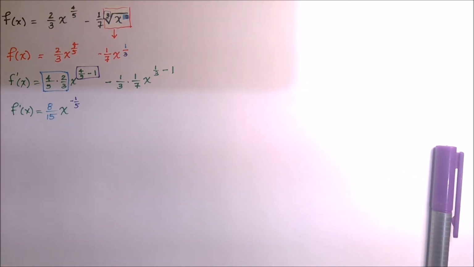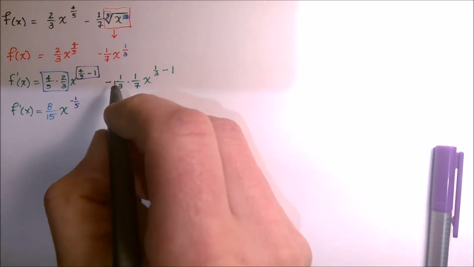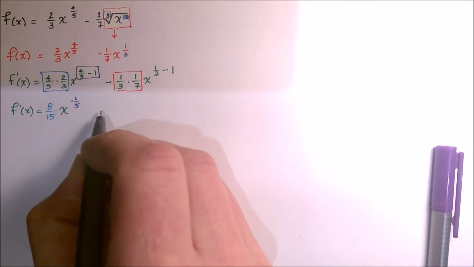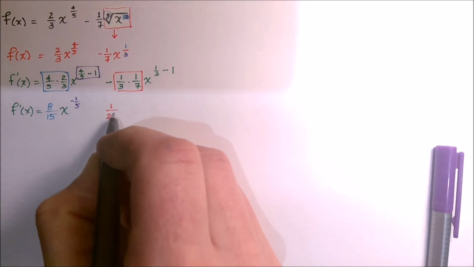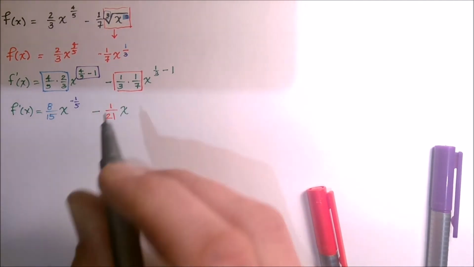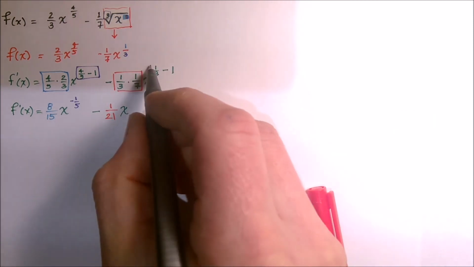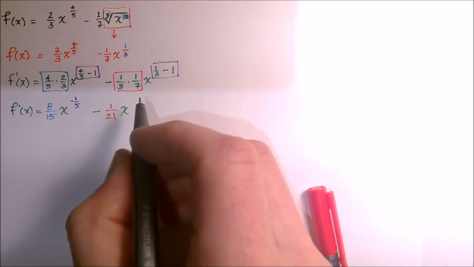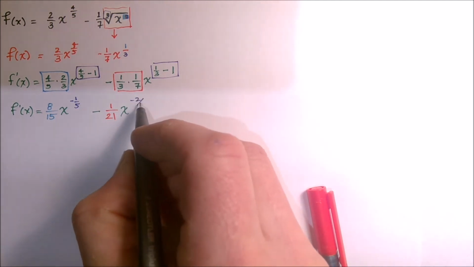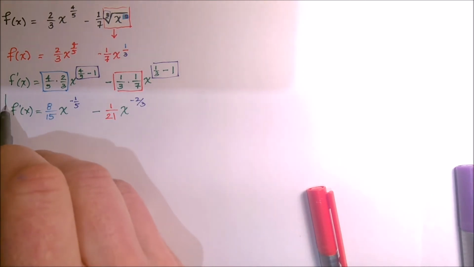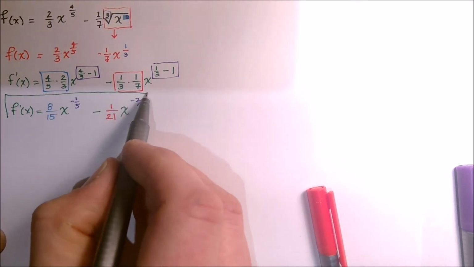Next piece, when I do 1/3 times 1/7, I get 1 over 21, right? Still minus, we're taking away. And then we have x, and if I do 1/3 minus 1, think of it as 1/3 minus 3/3, which is negative 2/3. So there we have it, f prime of x.